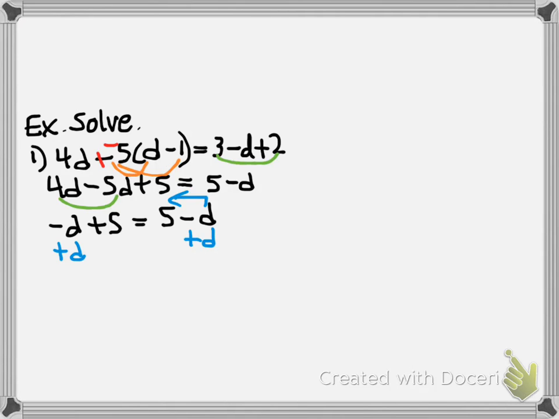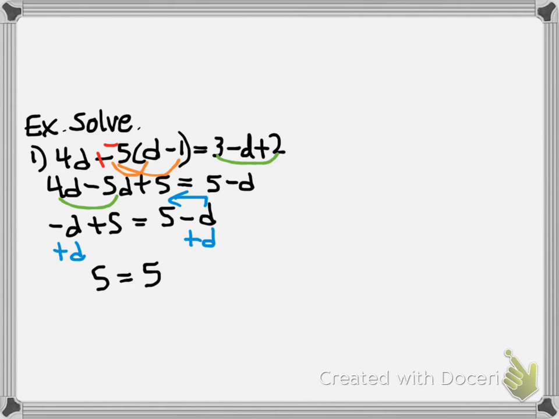Now if I do that, I get something that says 5 equals 5. And the question is, what does that mean? I'm supposed to be solving for d, and d's not even there in the answer, so how do I provide an answer for something like this? Hold the thought. Okay, hold the thought.